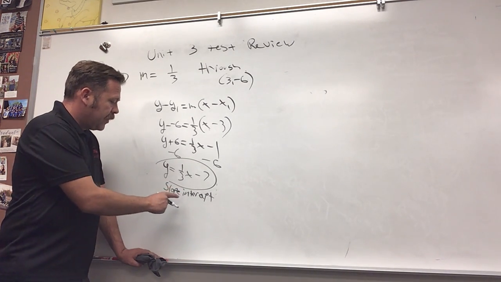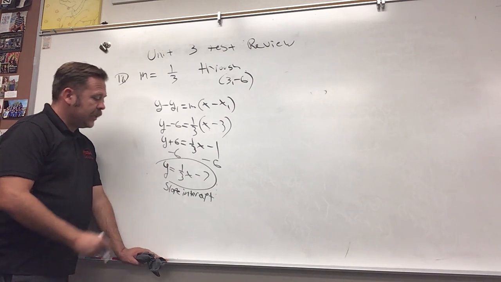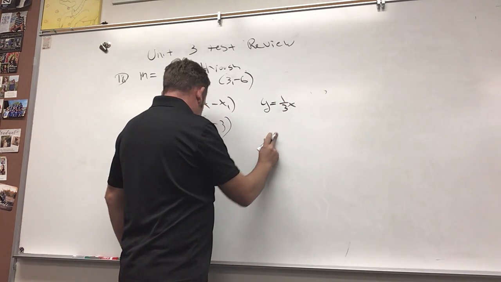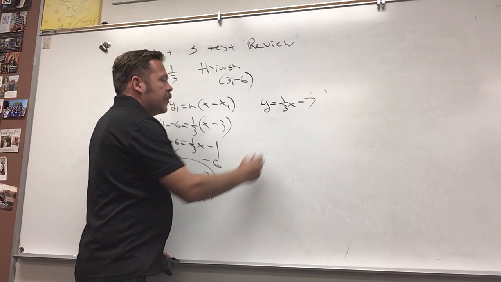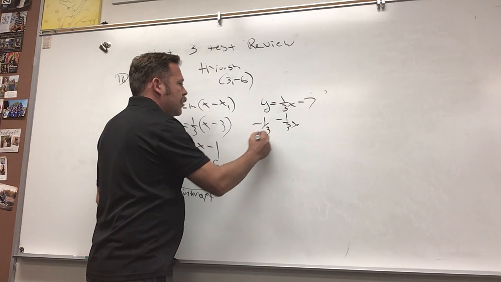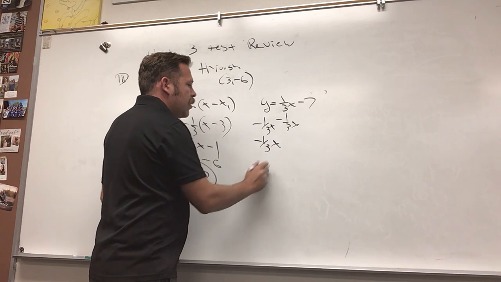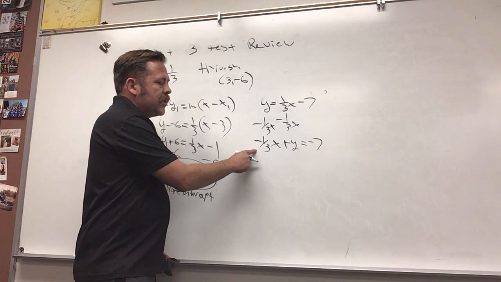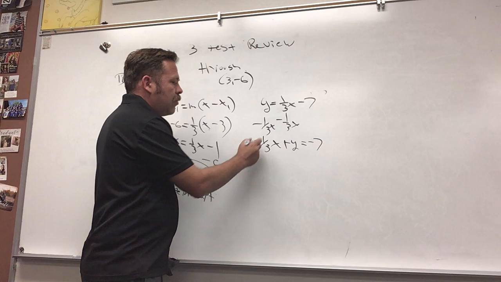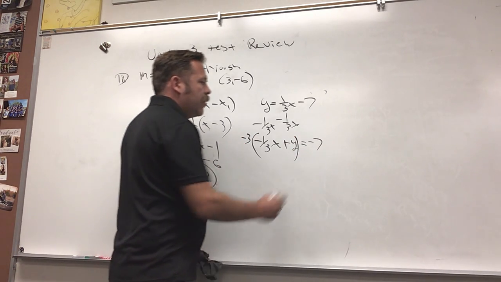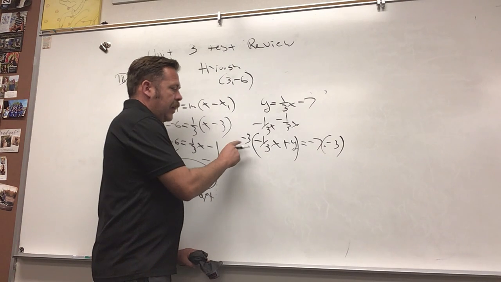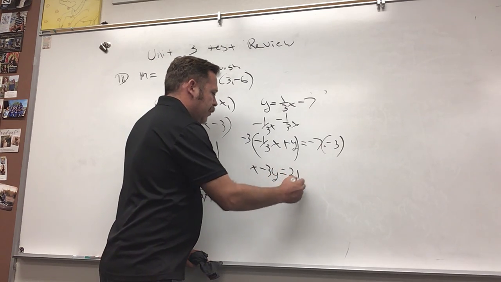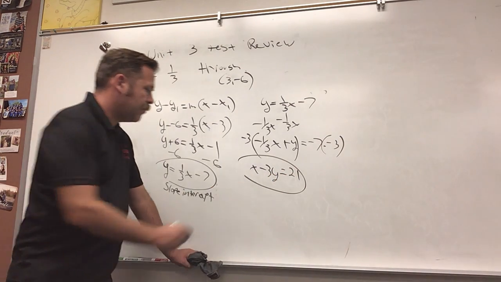So if I want to find standard form, this x term is not in the right place. I need to move it to the left side. So I'm going to rewrite up here: y equals 1/3 x minus 7. I'm going to subtract 1/3 x, and I get -1/3 x plus y equals -7. And remember, this needs to be positive, and it needs to not be a fraction. So I'm going to multiply by -3, and then -3 times -1/3 is 1x, minus 3y equals 21. And this is standard form.